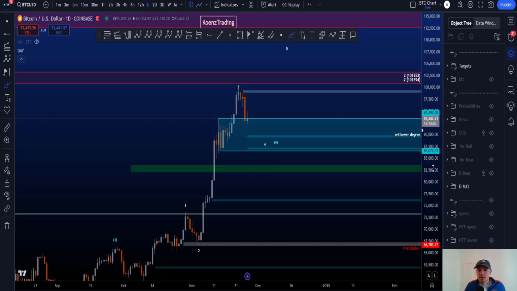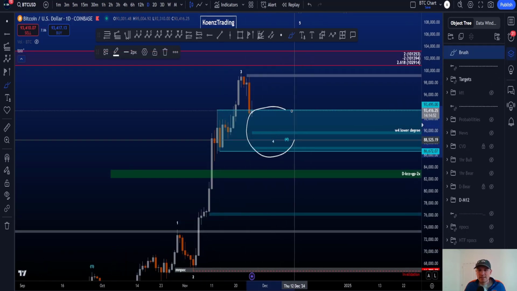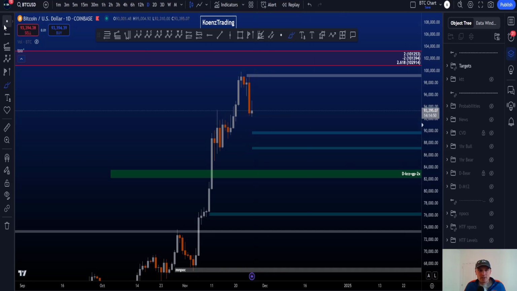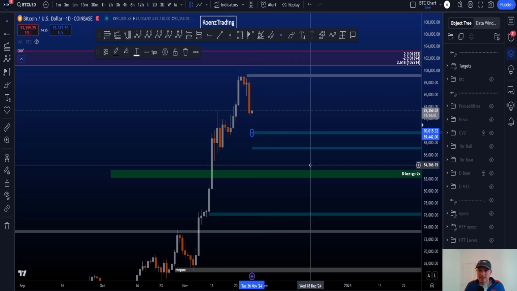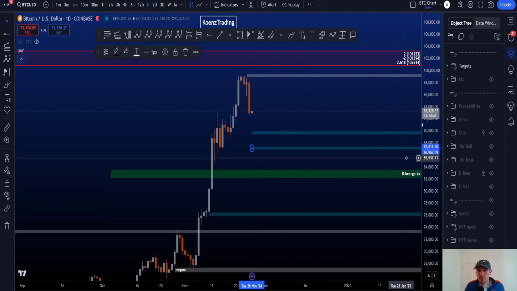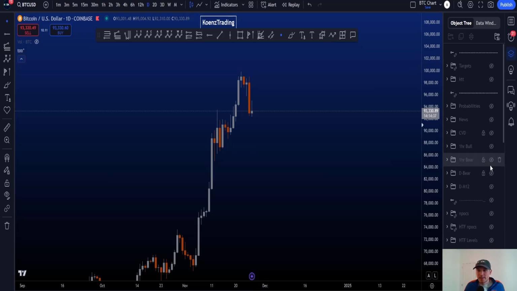If we then look at some additional support areas inside this target area, then you can see that to the downside I have two blue boxes. The first one here is between 90k and 89.4k, and then we have 87.4k to 86.9k.